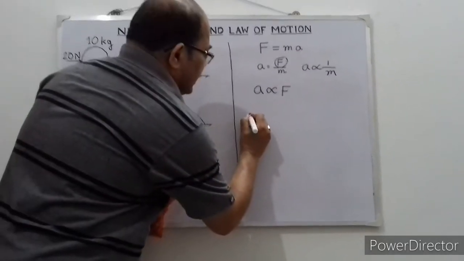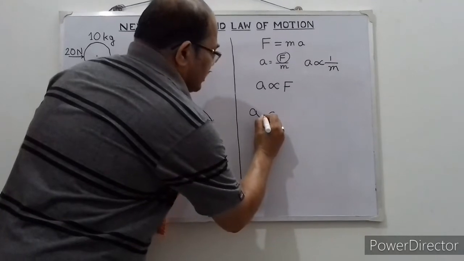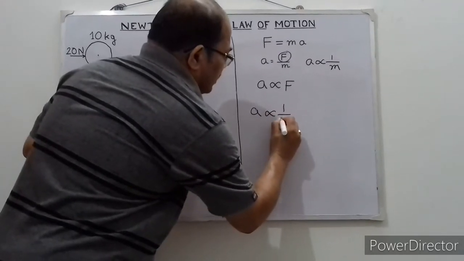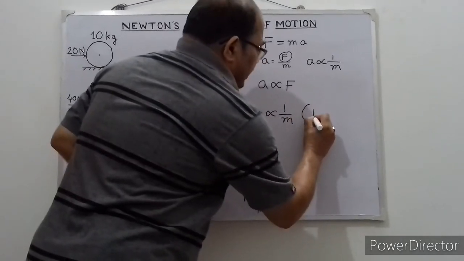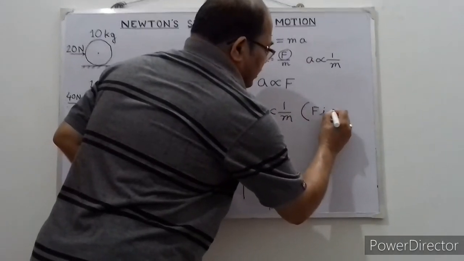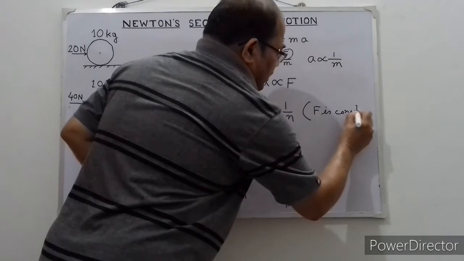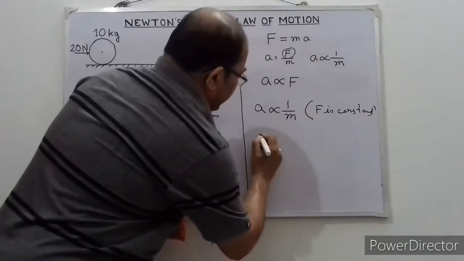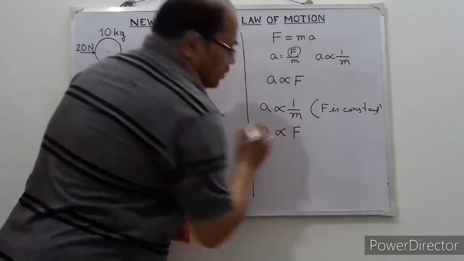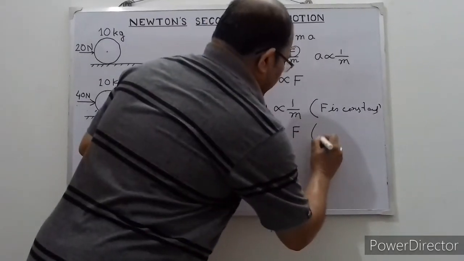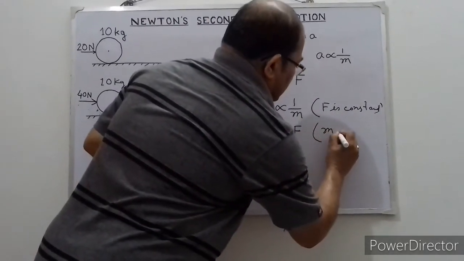Means acceleration is inversely proportional to the mass of the object when F is constant, and a is proportional to force F when mass is constant.